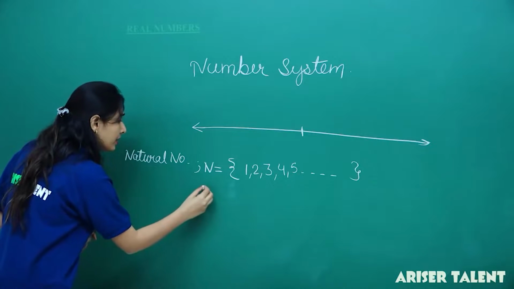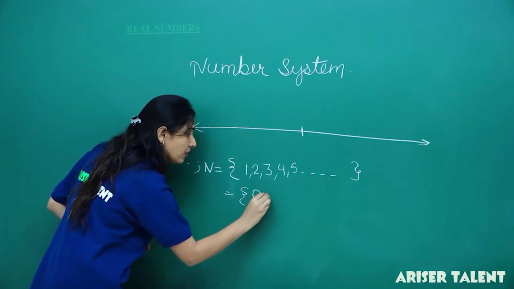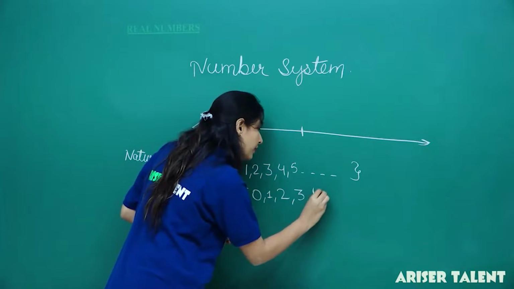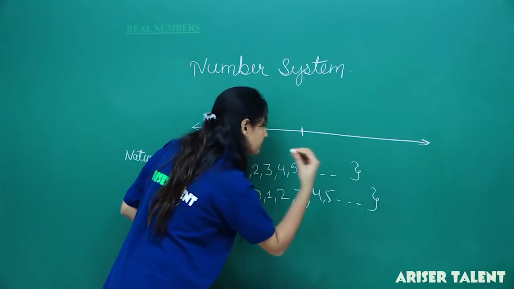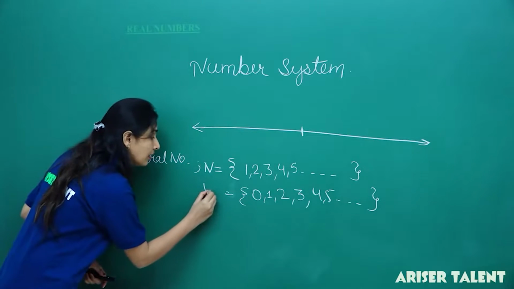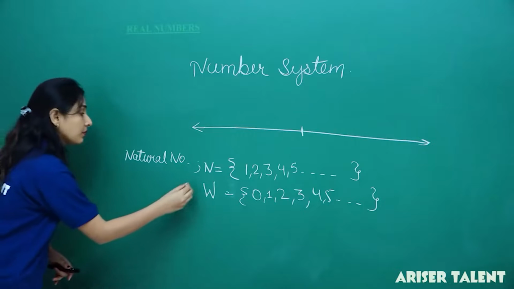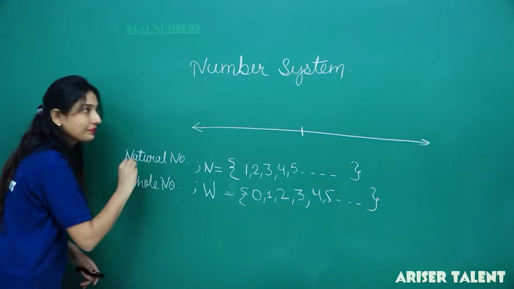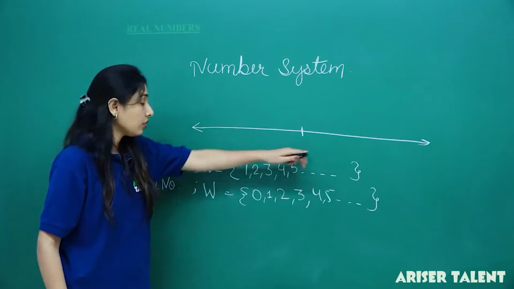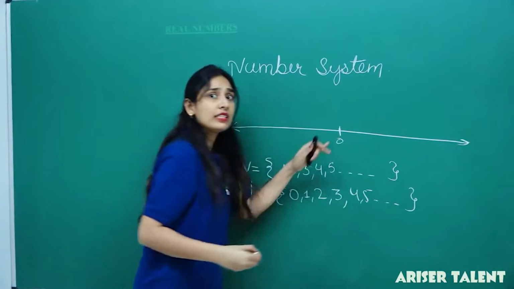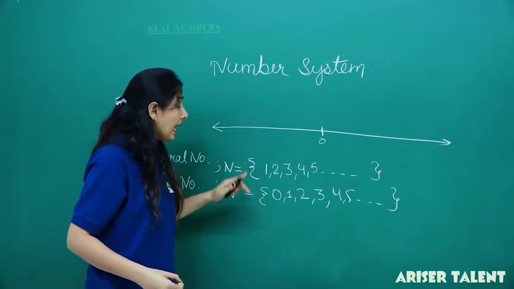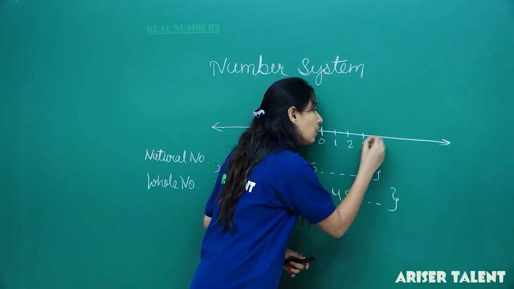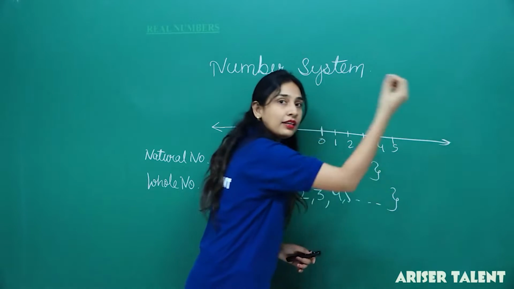Now, put a 0 in this. Just put a 0 in this. Now, the set will become 0, 1, 2, 3, 4, 5, isn't it? And so on. This set of numbers is known as what? Right, whole numbers. So, I am going to represent these on this. 0 is the midpoint of this number line. This is our number line. And 1, 2, 3, 4, on the right hand side, I am counting these. 1, 2, 3, 4, 5 and so on.